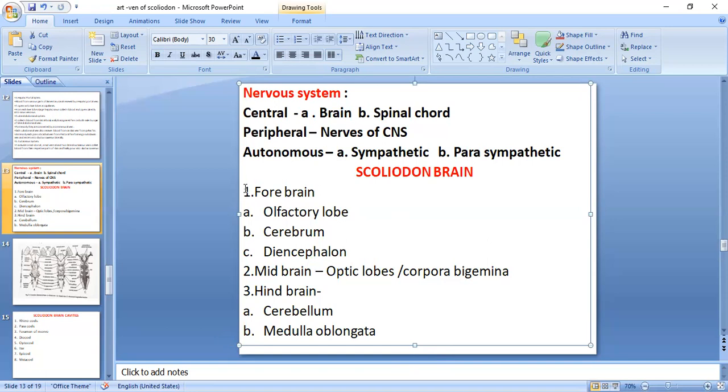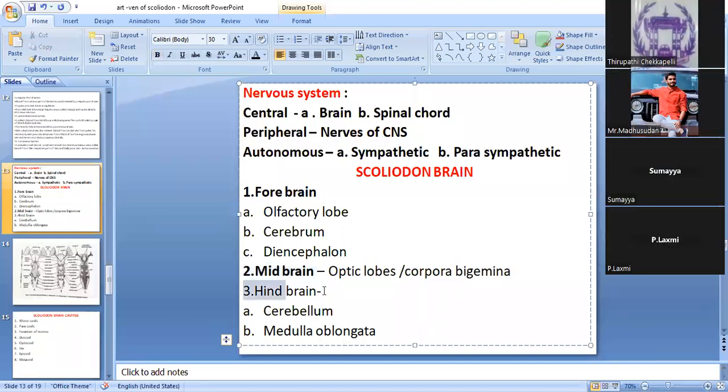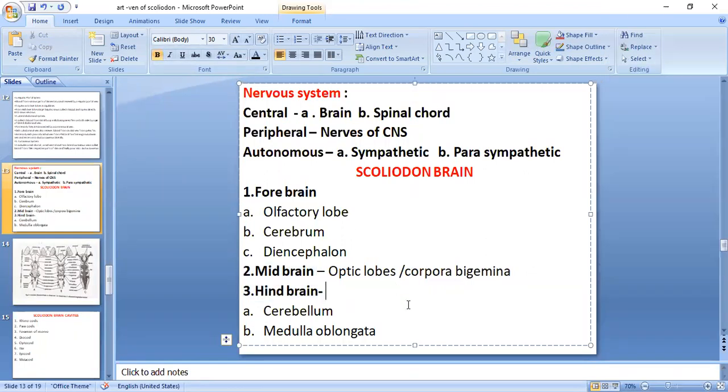Here the brain of any vertebrate, not only fish but any vertebrate, is divided into three parts: forebrain, midbrain, and hindbrain. This is just like a principle. For all the vertebrates this is common, including the mammalians and human beings: forebrain, midbrain, and hindbrain.